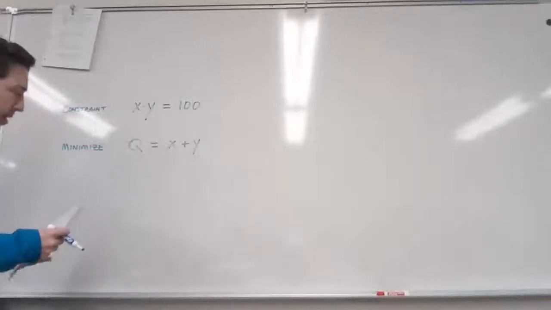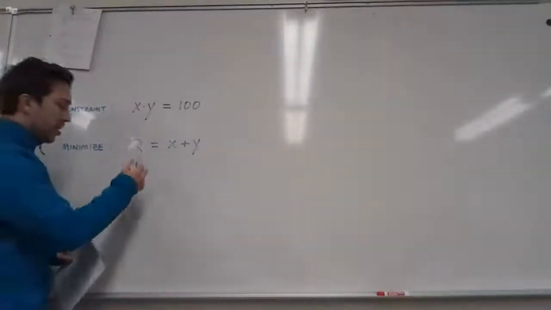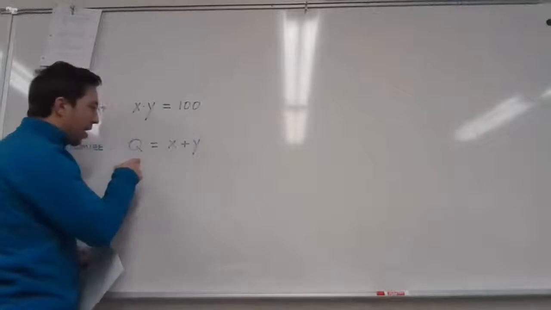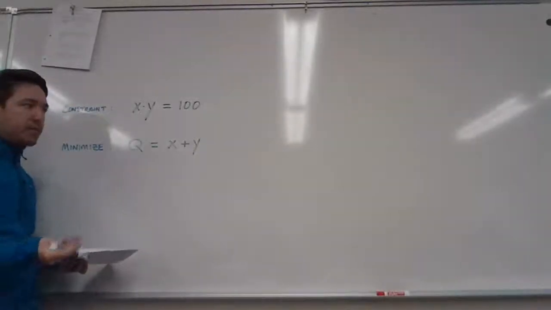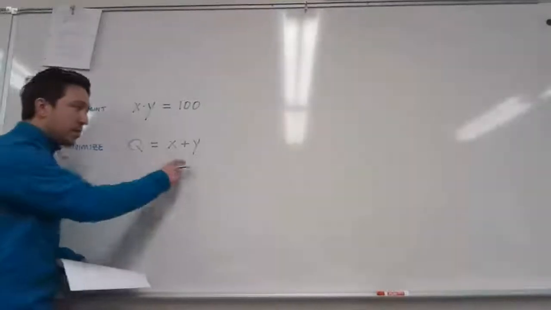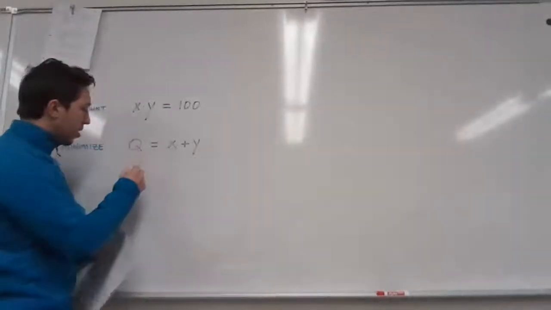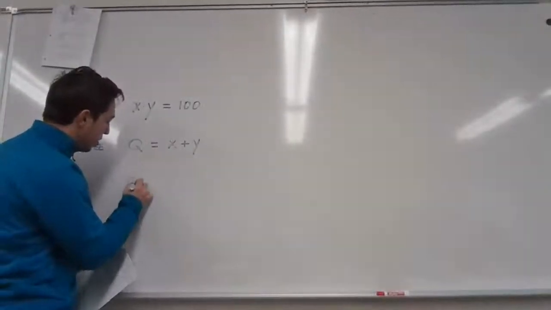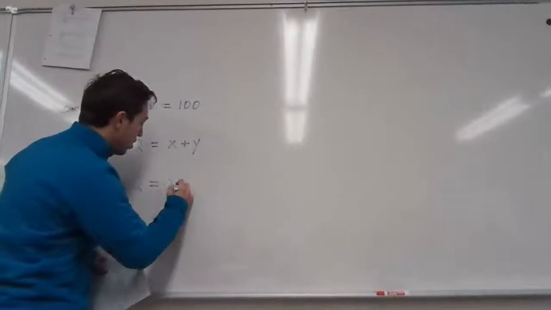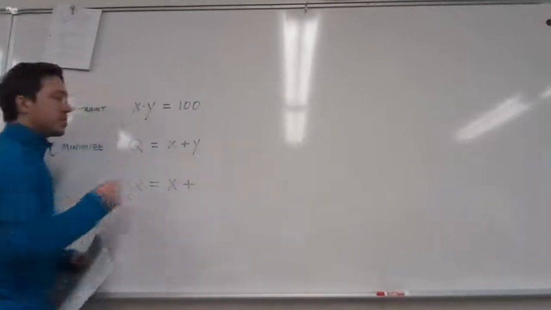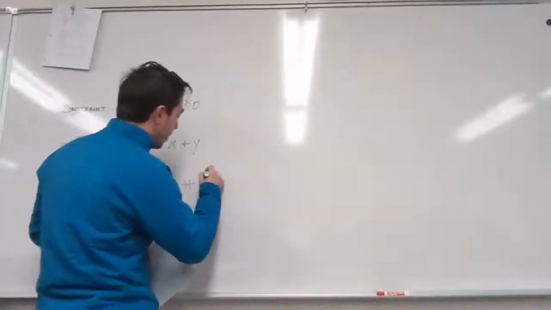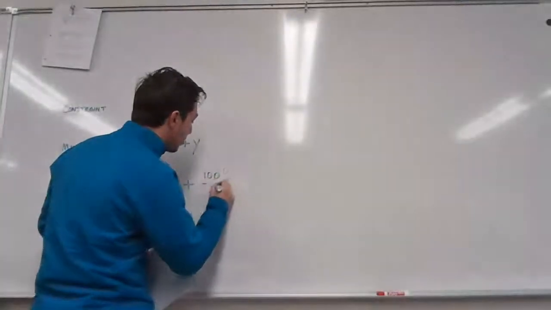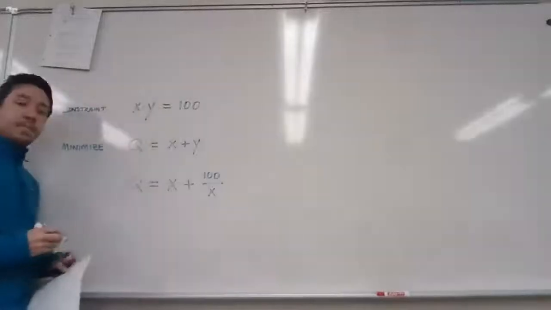So here's the idea. I'll cut to the chase here. I don't want to have two variables, right? In math, if we can do our whole problem with just one variable, it's much easier. So what's the substitution I want to do? I'm going to replace this y with what? 100 divided by x. You guys feel okay about that?